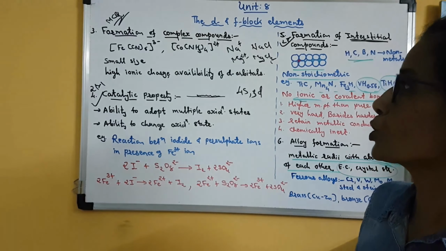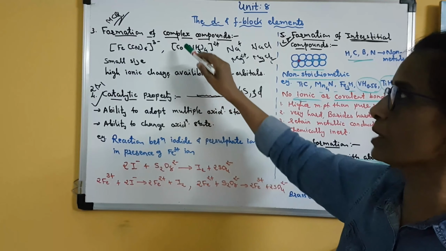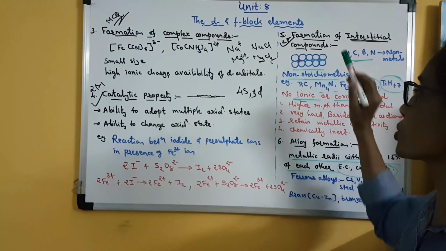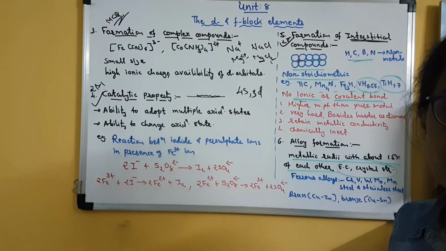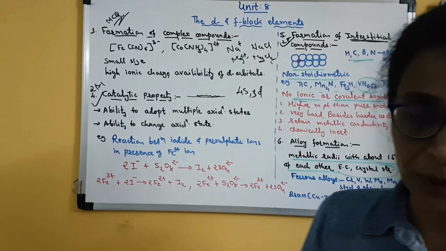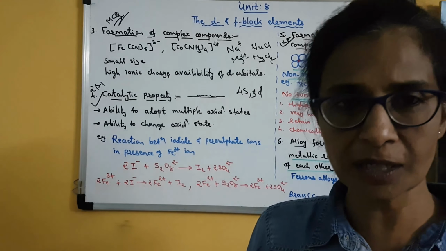Clear? So today we discussed 4 different properties of transition elements: formation of complex compound, catalytic property, interstitial compounds, and alloy formation. Clear? But the other 2 properties we had already discussed in the previous lecture. Clear? So thank you very much.